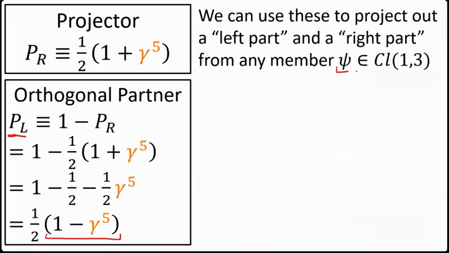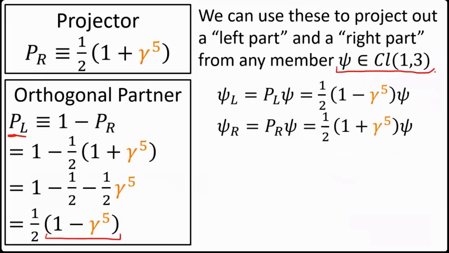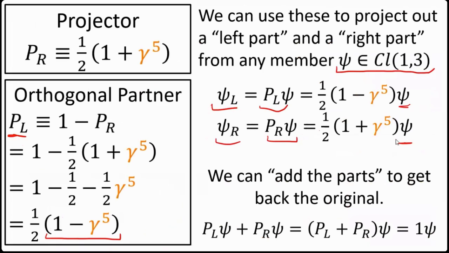And again, anything that lives in the space-time algebra, we can get a left chiral part and a right chiral part. Just like we had a plus and a minus part in our CL30, we can get a left and a right part of our elements of space-time algebra. And you can add the left and right chiral parts back together to get the original thing that you have.